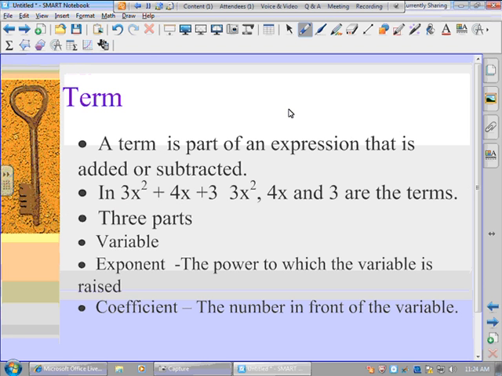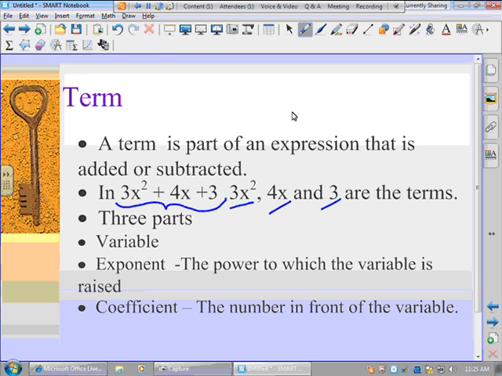A term is part of an expression that's added or subtracted. So if I have this expression, 3x squared plus 4x plus 3, there's 3 terms, a 3x squared, a 4x, and a 3. Those are the terms, the things that are added or subtracted.